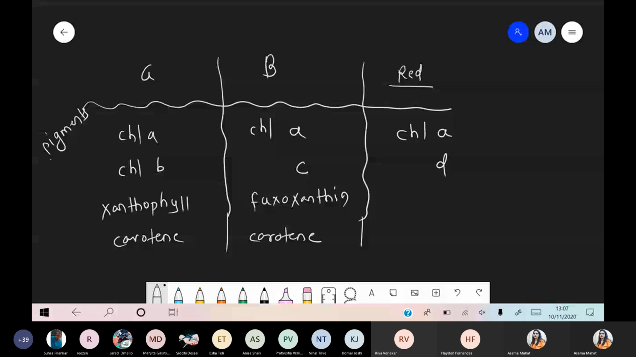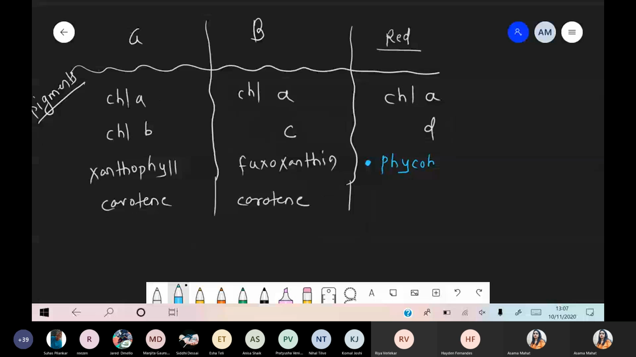Red color, light blue color, and the blue color pigment. So we are talking about a specific type of pigments, that is phycobilins. Something unique, okay? These are the unique pigments. When we are talking about the phycobilins, again it has three types. I hope you remember, in case of cyanobacteria we already discussed this point.